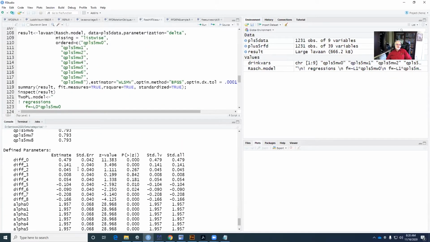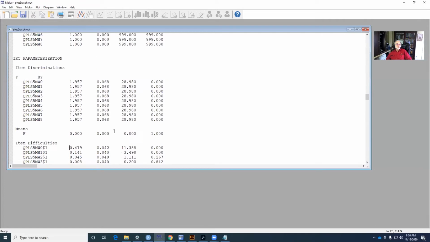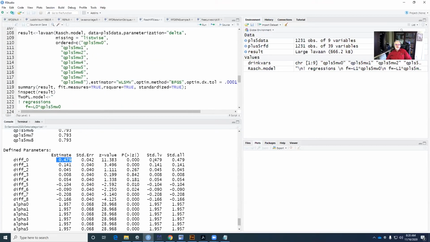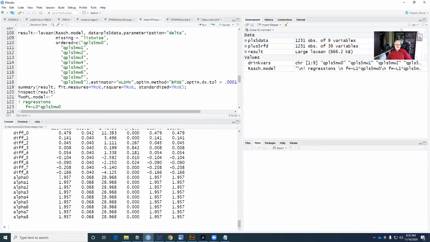So the next thing we can do is take a look at our difficulties and discriminations. In terms of my difficulties here, 0.479 matches, and the corresponding standardized versions. And then downstairs, I have the discriminations. Recall that when we're talking about a Rasch model, because it's a tau equivalent model, the discriminations are all considered to be the same. So that's a Rasch model in lavaan.